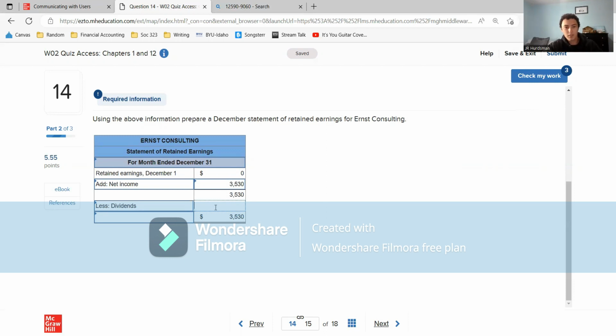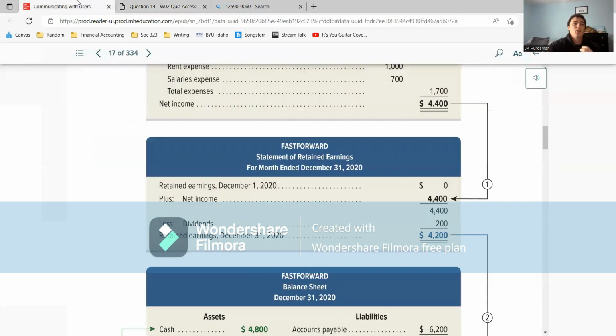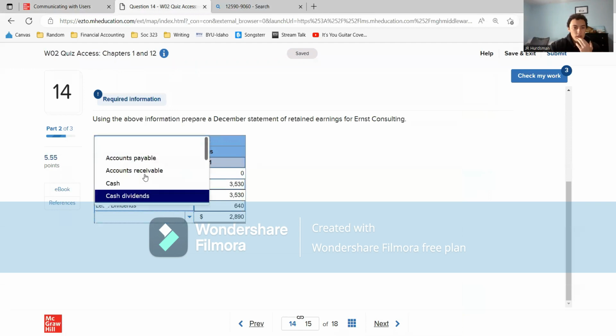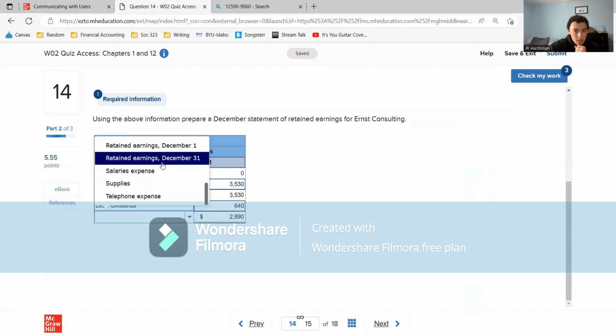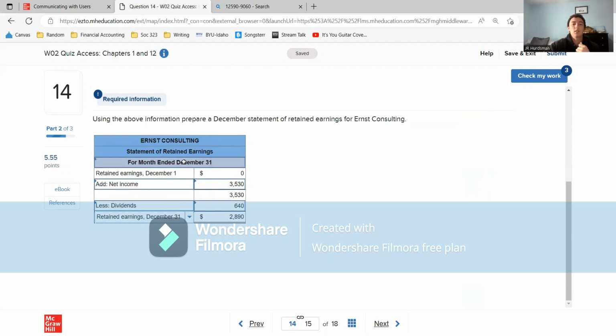Okay, maybe that one doesn't want to paste, but that's okay. 640. And then we'll come over here and just double check. All right. So we got the retained earnings at the beginning, good. And then we had the plus net income, good. Less dividends, good. And now we just need the retained earnings and then the final date for the period. So I'm gonna come down here. Retained earnings with the final date, not the beginning, because we want the whole period in here.